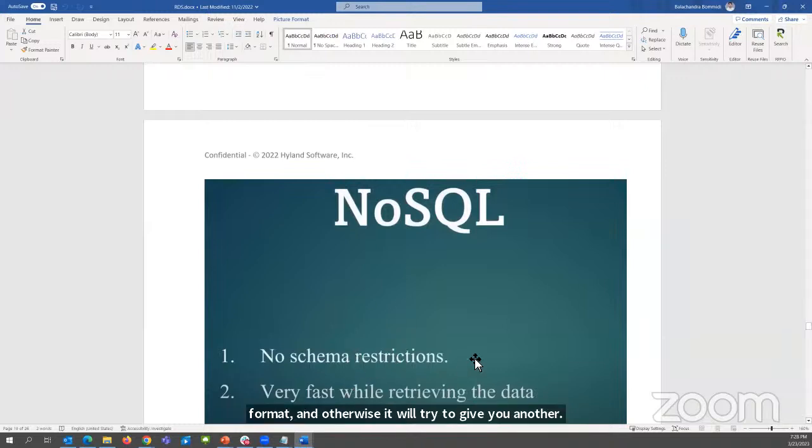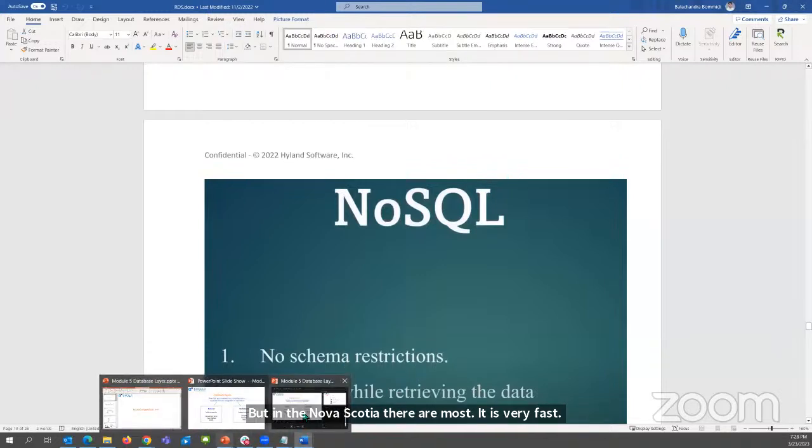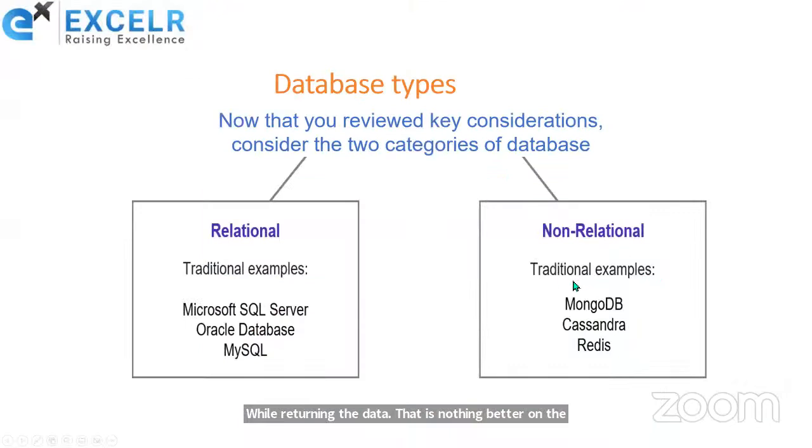But in NoSQL, there are no schema restrictions. It is very fast while retrieving the data. That is a non-relational database. Okay, so here we can see the non-relational examples. We can see the traditional examples: MongoDB, Cassandra, and Redis. Right.